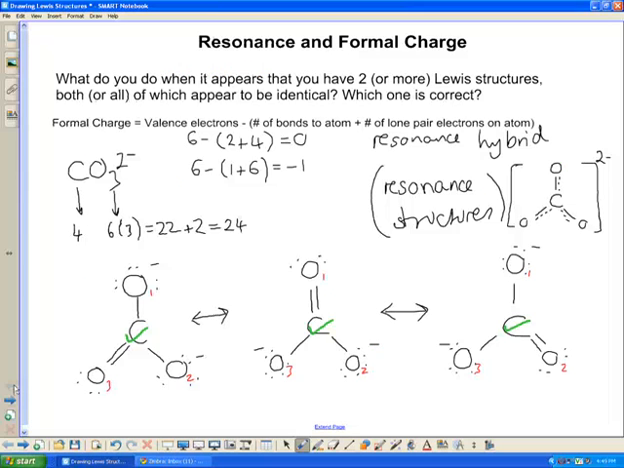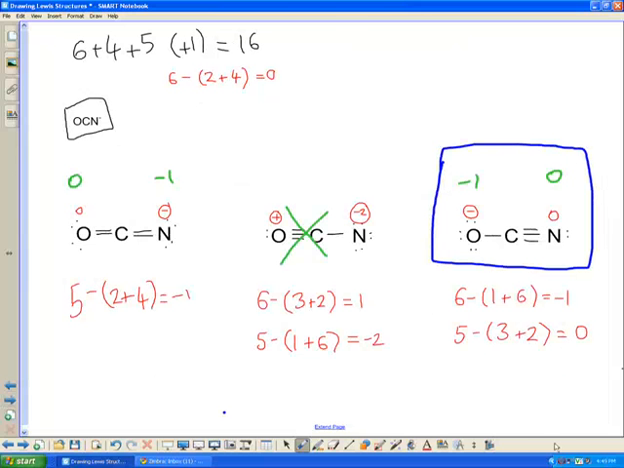And we talked a little bit about resonance and what it means, and we've just seen how useful formal charge can be. All right, thank you.